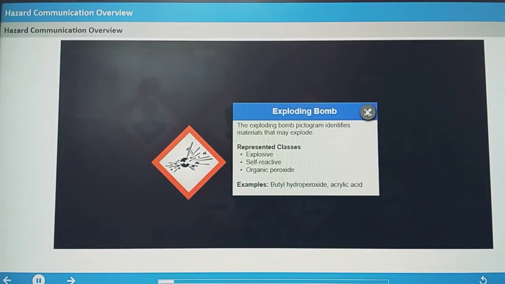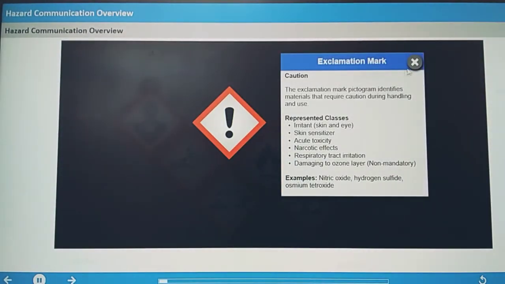The exploding bomb pictogram identifies materials that may explode. This pictogram represents materials classified as explosive, self-reactive, and organic peroxides. Materials bearing the exploding bomb pictogram include butyl hydroperoxide and acrylic acid. The exclamation mark pictogram identifies materials that require caution during handling and use.